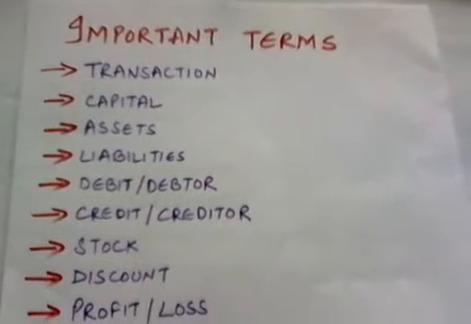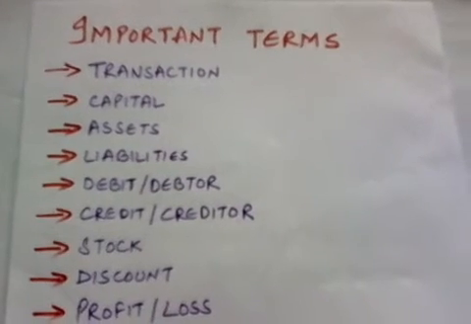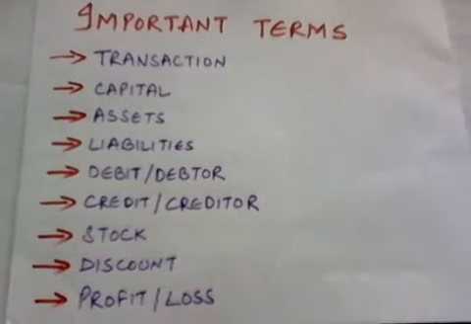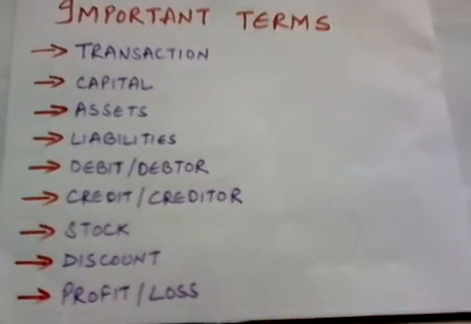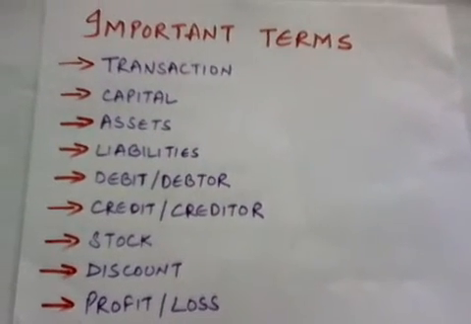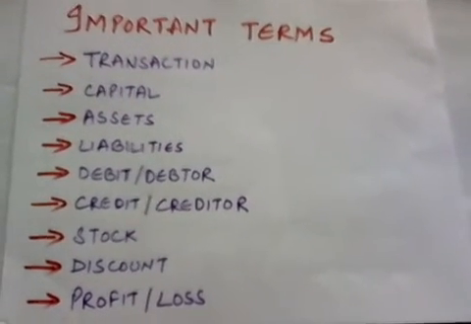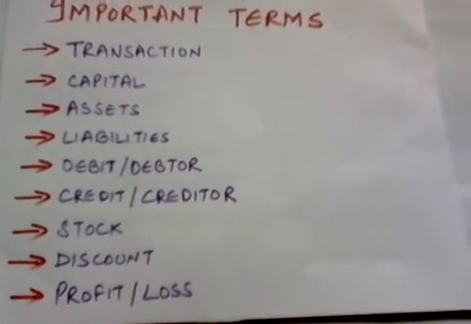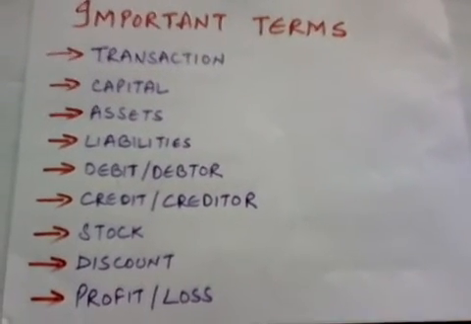Next, we'll discuss some important terms which we use in our accounting system. First of all, there is transaction. Transaction is simply buying and selling of anything. If we are buying something, if we are selling something, this will be regarded as a transaction. Capital. Capital is the amount with which we start our business. It can be cash or it can be in kind. Assets. Assets are the properties of the business. Liabilities. Liabilities are the debts of the company. The company is liable to pay their liabilities as soon as possible for the betterment of the firm or business.